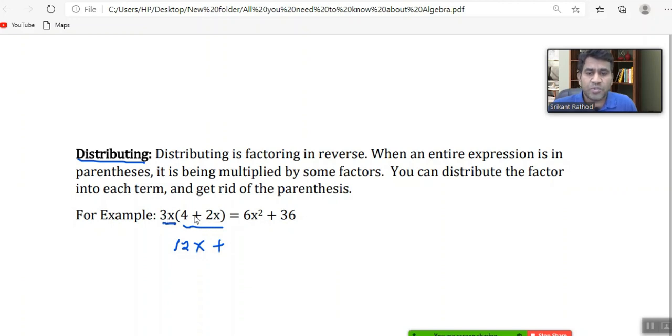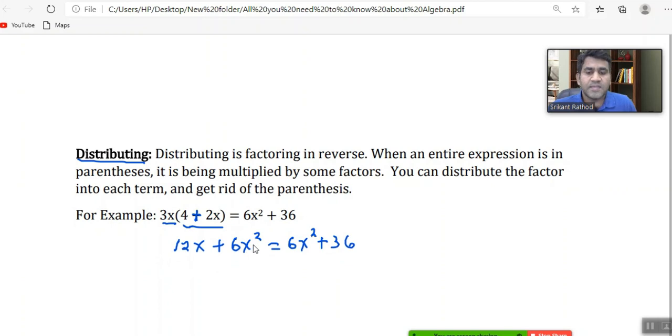I'm writing plus because the sign here is going to be plus. All right, 3x times 2x is going to be 6x square. This is equivalent to 6x square plus 36. This is how we can now look at how we can distribute.